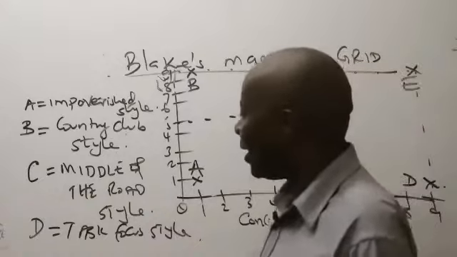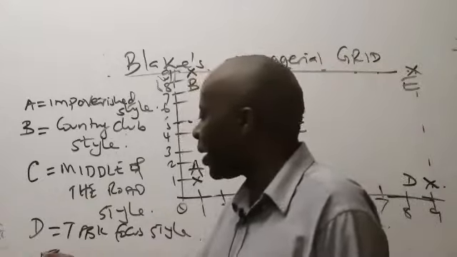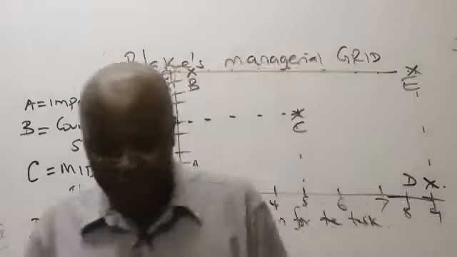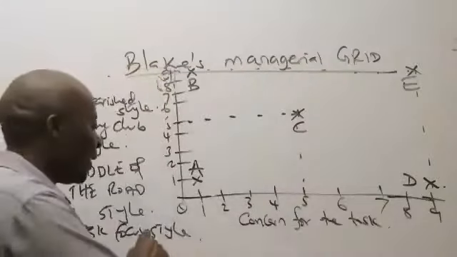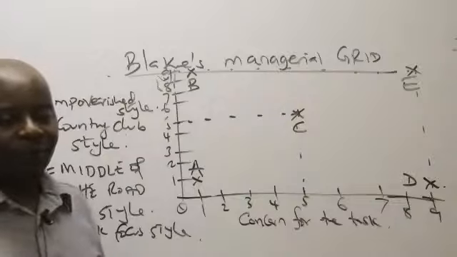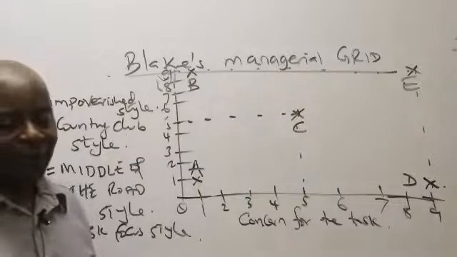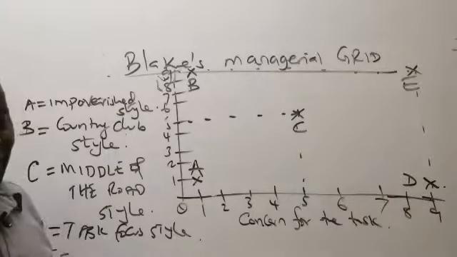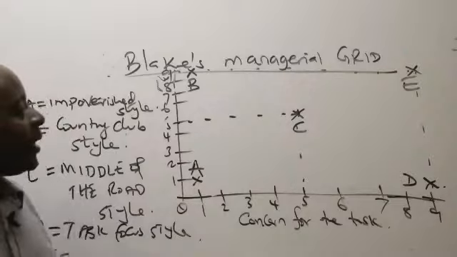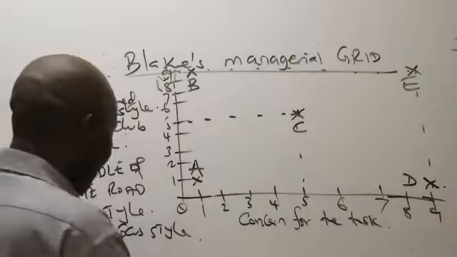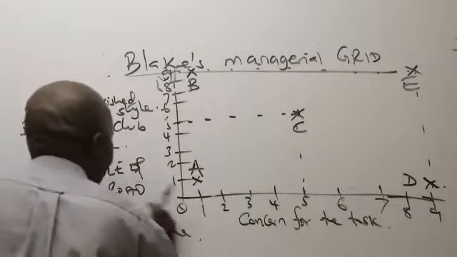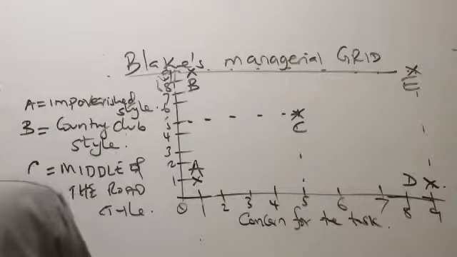The very best, ladies and gentlemen, is E. In this case, you are a task person, and at the end of the day, you are a people person. Is there somebody who can remember style E? Now I am happy because I can see we are 30 participants. Yes, it is team. The team management style. It's not about yourself alone.